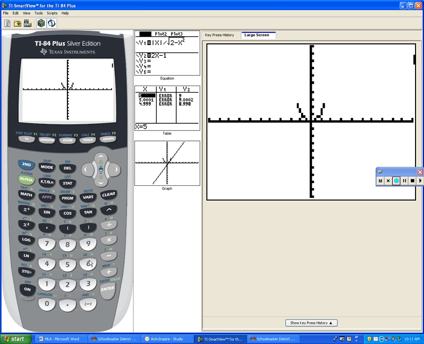So there's the bullet nose curve, and there's the tangent line. Okay? And you can see that it's tangent to the graph at about 1, 1.